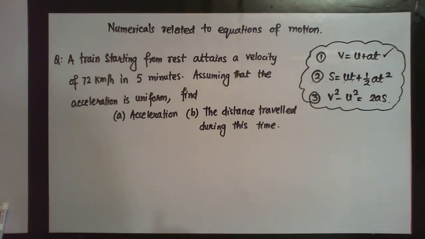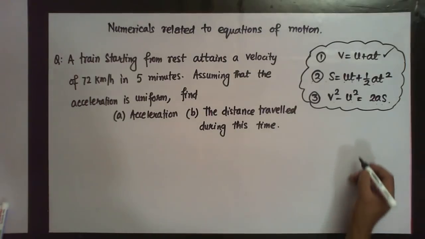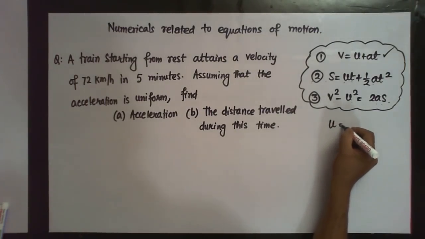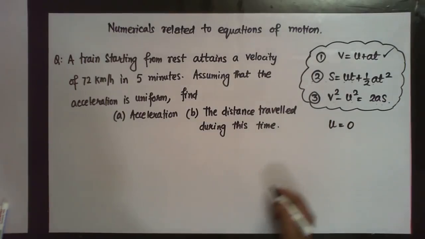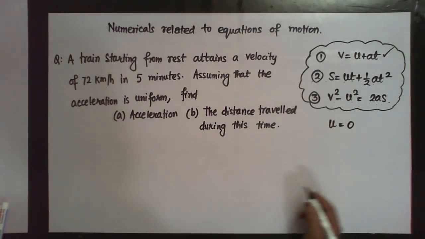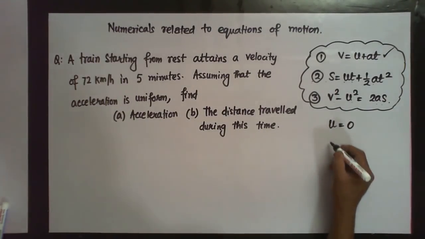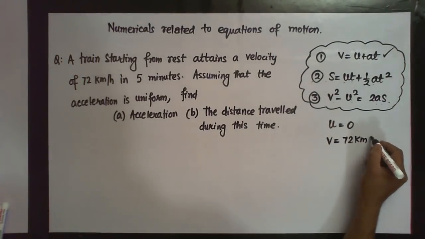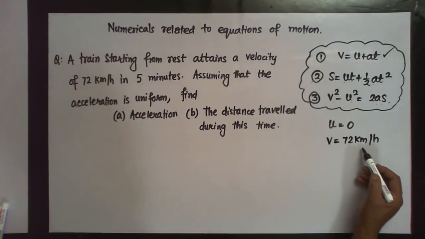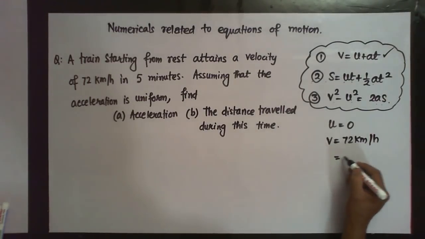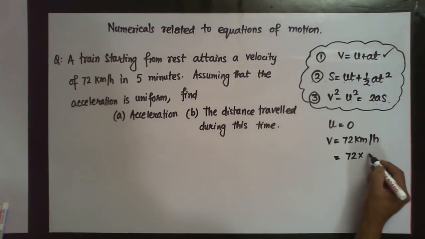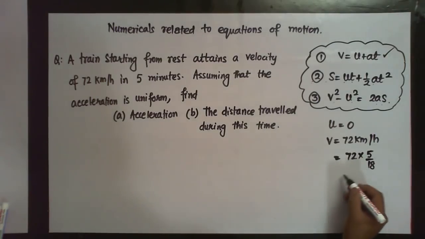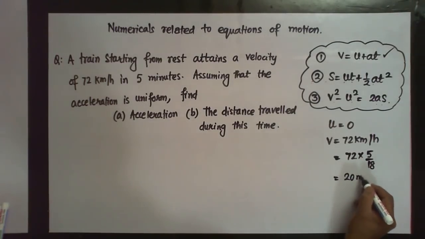So if you see the question, the very first line is train starting from rest. So what are the things given? The initial velocity of the train is 0 because it starts from rest. Attains a velocity of 72 km per hour. So final velocity is 72 km per hour. Now if you see the unit, it is 72 km per hour, so we need to convert into meter per second. So it is 72 multiply 5 upon 18. 18 into 4 is 72. So 4 into 5 we get 20 meter per second.